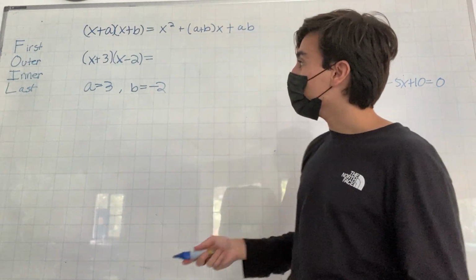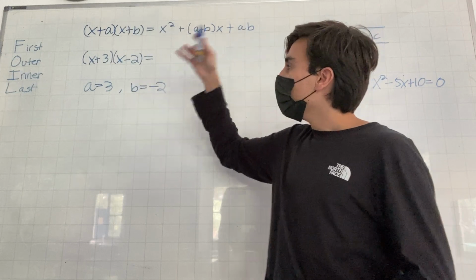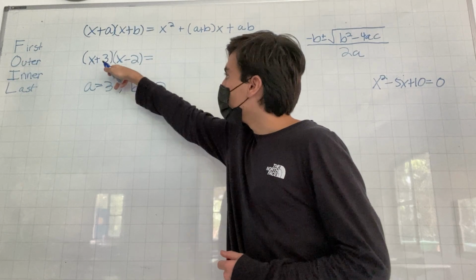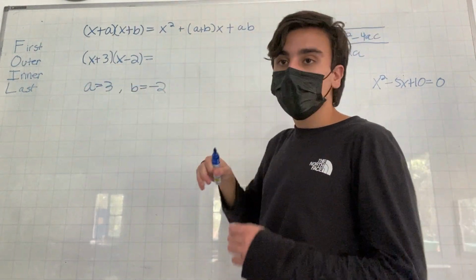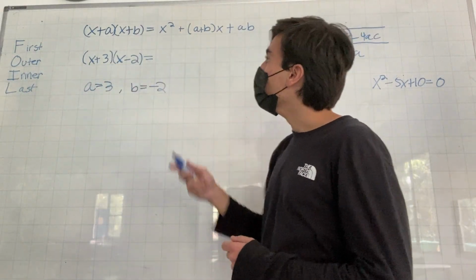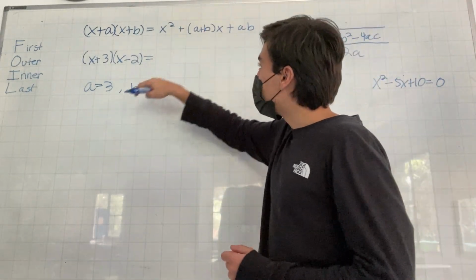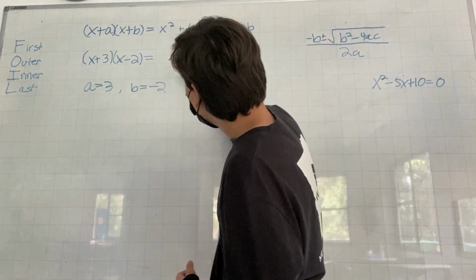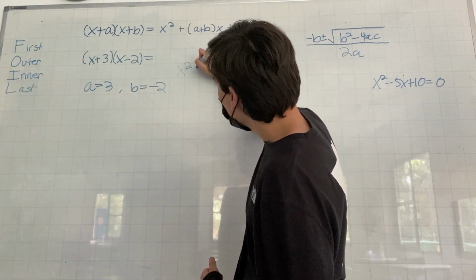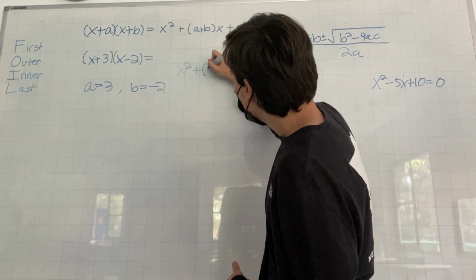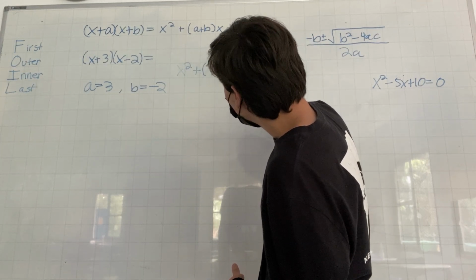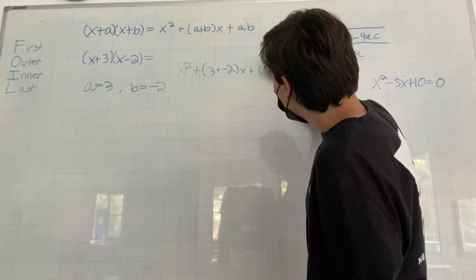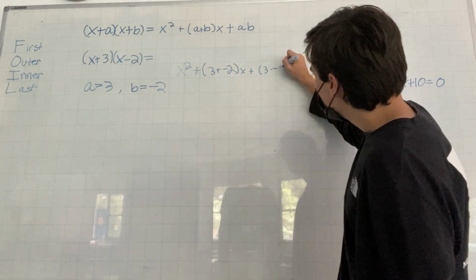All you have to do is identify what is the A and what is the B, which is very easy. A is just the first number in the first binomial, and B is the second number of the second binomial. So by just identifying this, all you have to do is plug it into this formula, so let's do that. It will be x squared plus 3 plus negative 2 x plus 3 times negative 2.